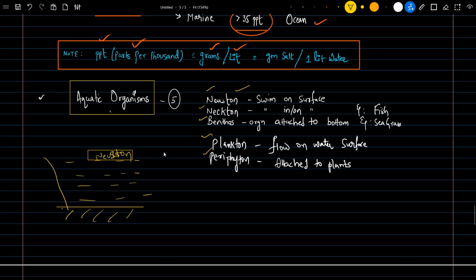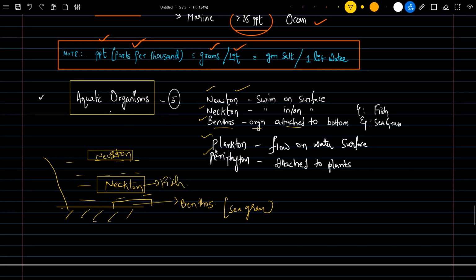Nekton is also similar to neuston, but they can swim on the surface and inside the water. And what is benthos? These are the organisms that are attached to the bottom. So here there will be benthos. An example is seagrass. And a nekton example is simply fish.